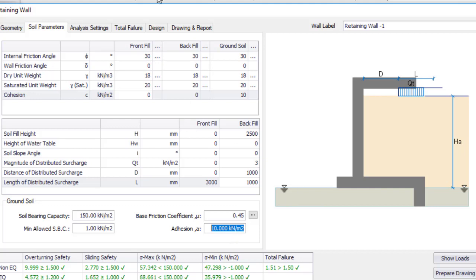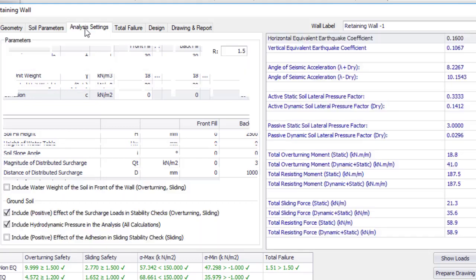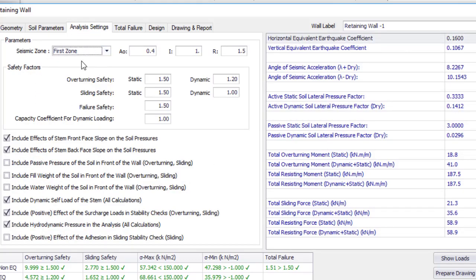Then you can do some analysis settings. We are done with this side, so you can come to analysis settings. Here you can see your seismic zone. For the seismic zone, there are about 4 zones. Depending on the kind of seismic load, you have to know which zone it is. I'll just pick the 4th zone.